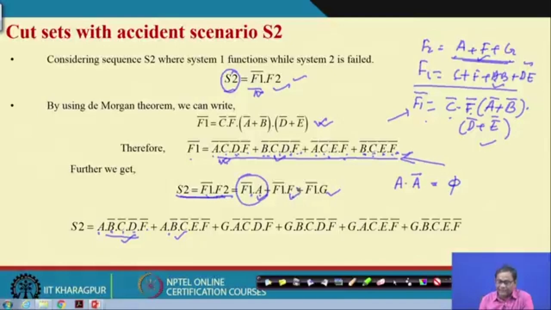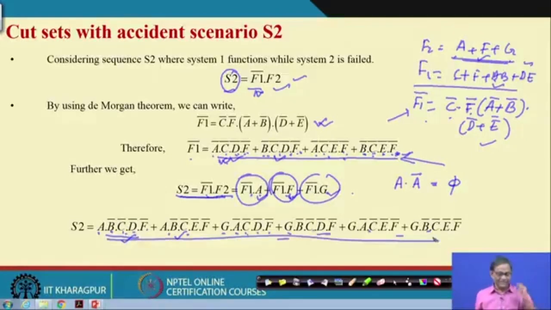Now, the intersection with F, F bar times F will be 0, so no term will remain for this; all will become 0. Now for F1 bar times G, in F1 bar there is no G, so all the terms will be multiplied by G, so we get G, A bar, C bar, D bar, F bar, and so on, terms 1, 2, 3, 4, 5, 6. So this is basically the cut set for S2.